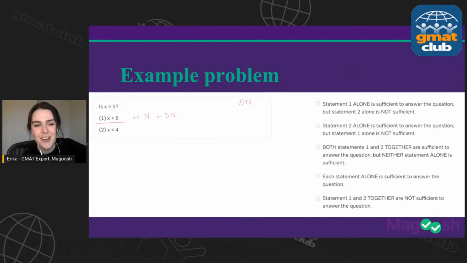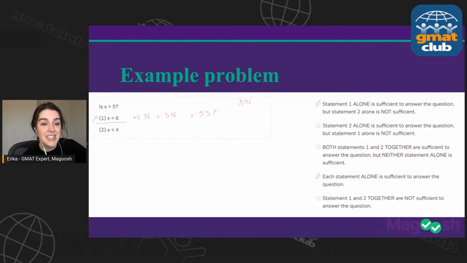But I'm also seeing folks in the chat go, wait, edge case, we haven't considered non-integers. So we have a bunch of numbers between 5 and 6 that it could be. So what if x is 5.5? Okay, all right. 5.5 is less than 6, but it is greater than 5. So that gives me a yes. So I have both a yes and a no, which means that it is not sufficient. I'm getting 2 answers. I can eliminate A and D.